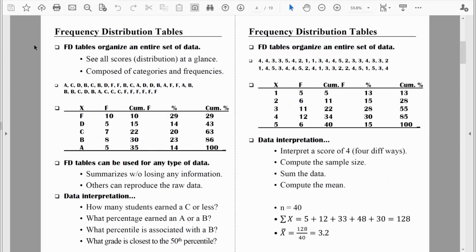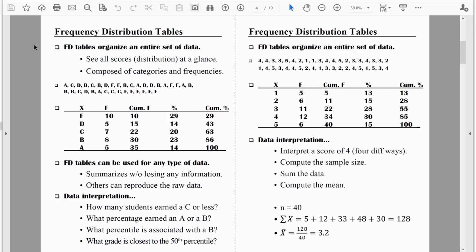We'll talk about frequency distribution graphs later on. For this video, let's focus on frequency distribution tables. Frequency distribution tables are great because they allow us to see all of the data, the complete data set, in a pretty nice, simple table.